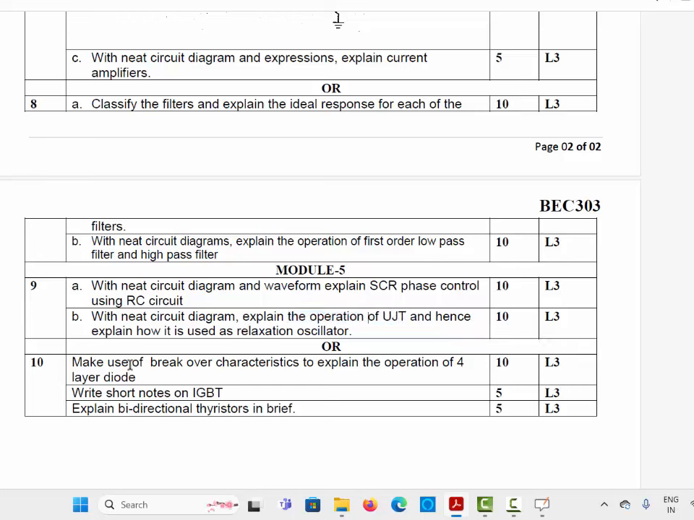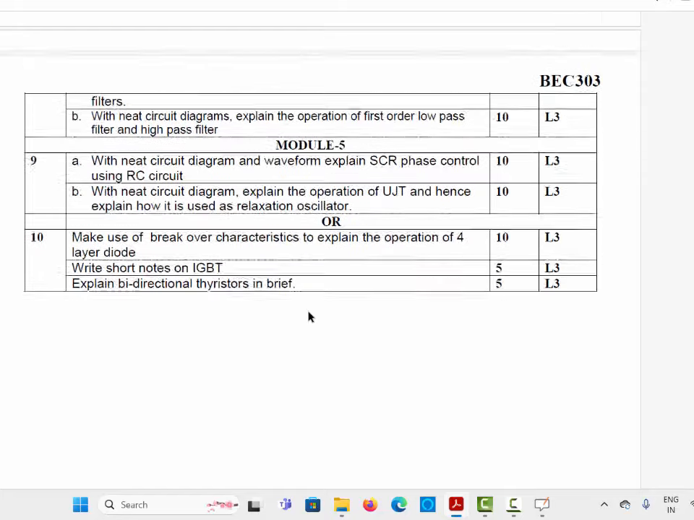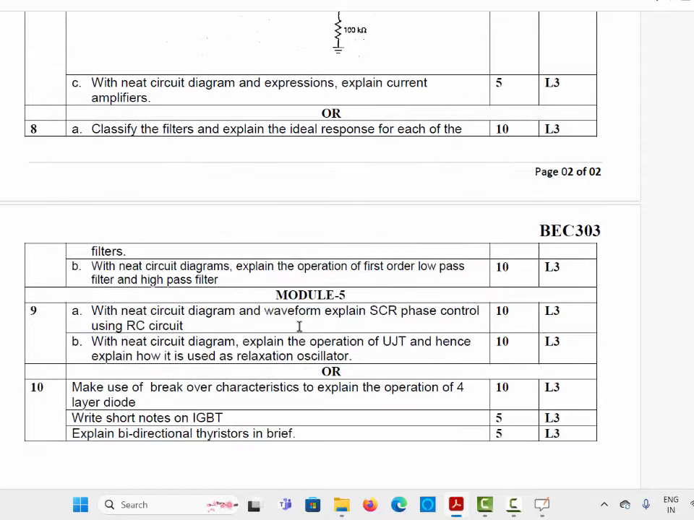Make use of breakover characteristics to explain the operation of the 4-layer diode. Again a direct question. Write short notes on the IGBT. This is also a direct question. Explain bidirectional thyristors in brief. This is also a direct question. So usually from this topic, thyristors, silicon controlled rectifiers, oscillators and all, they ask direct questions.